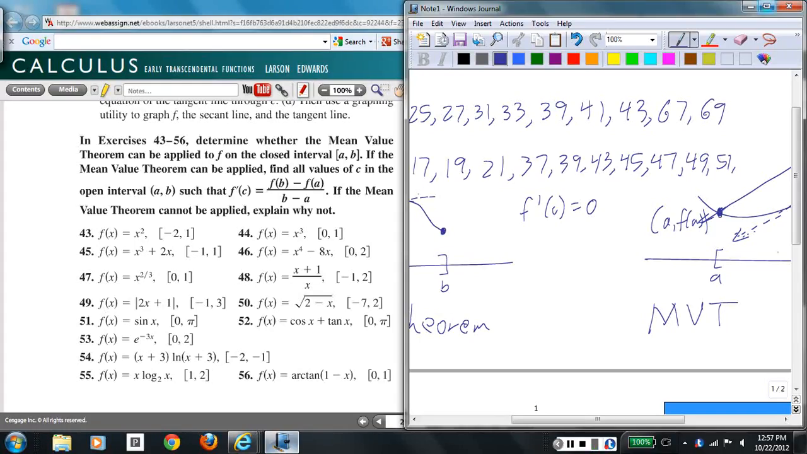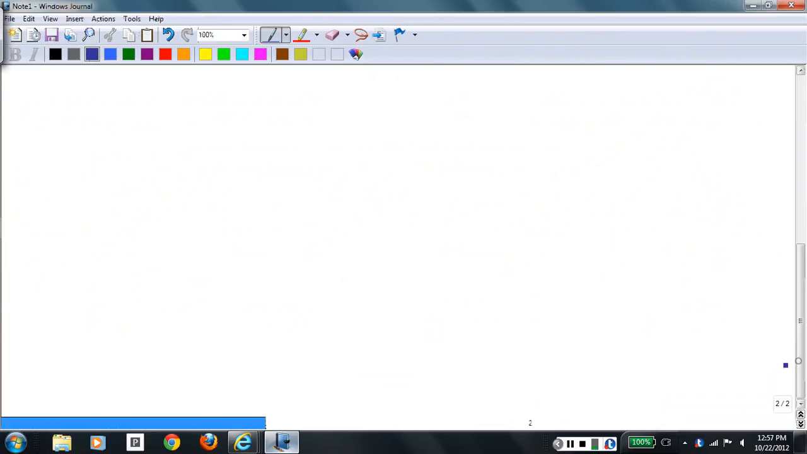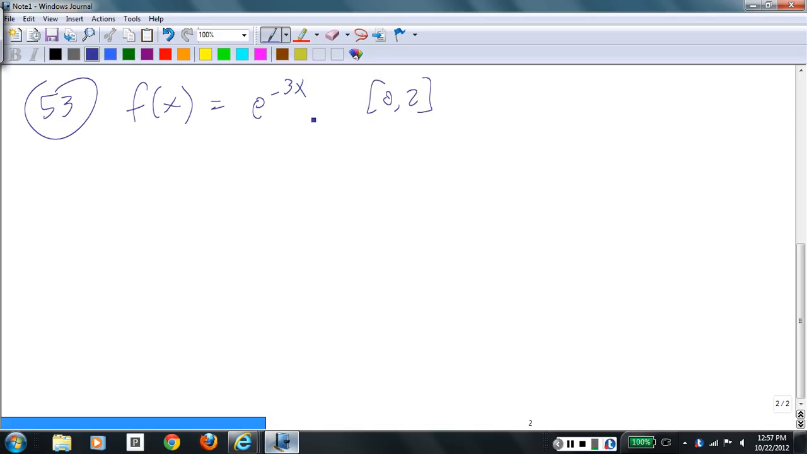Problem 53. What do they want you to do for that? E to the -3x on the interval from 0 to 2? Before I give you that one, let's see if it's something I might want to grade.